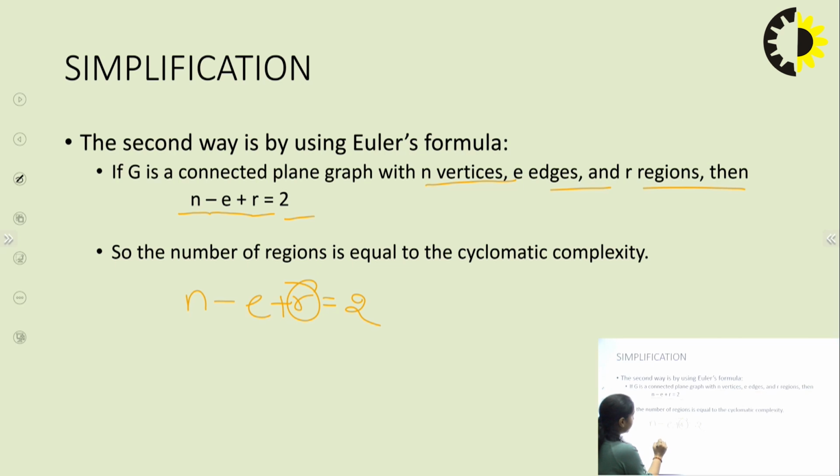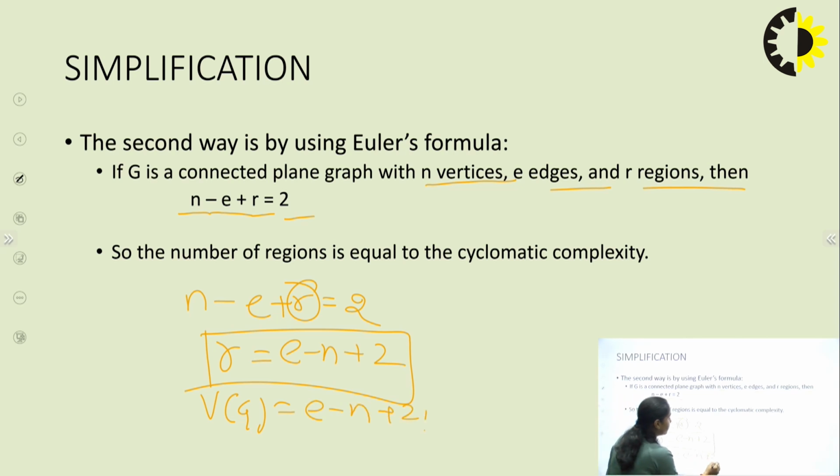How will you calculate this? R will be equivalent to what? E will move here, N will move over. So E minus N plus 2. You find the same formula as we discussed previously, that V of G will be equivalent to E minus N plus 2P, where the value of P will always be 1 because of the regular control flow graph. So this is the simplified formula. Either you can calculate in terms of the region or you can calculate directly from here.